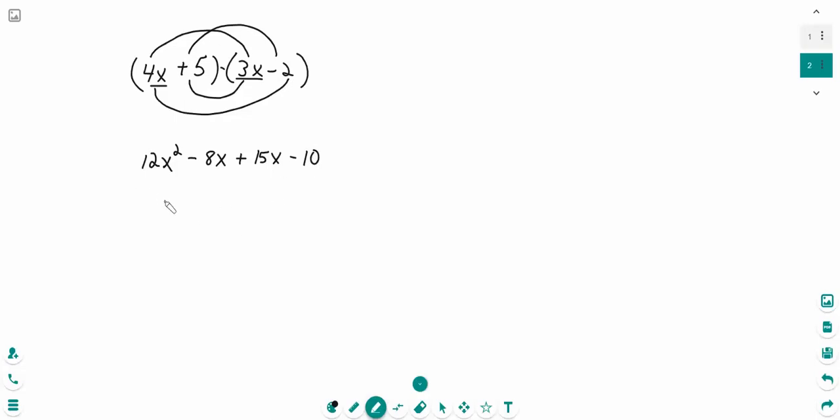I look for like terms, and we're going to have 12x squared, and I can see that this and this are like terms. Negative 8 and a positive 15 is going to give me a positive 7x minus the 10. And there we go. That is my solution. All right? So it's as simple as that. Not hard to do if you can remember the FOIL. So let's try another one. This one I want you to do on your own first, and then we'll do it together.